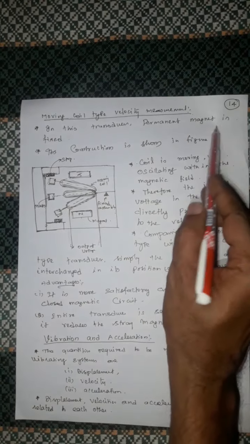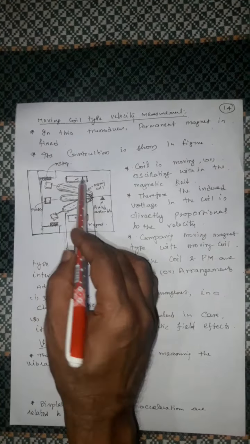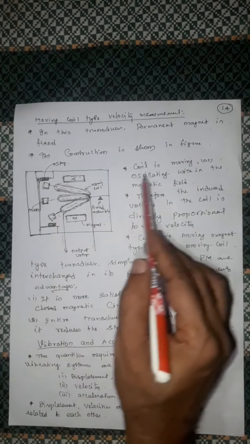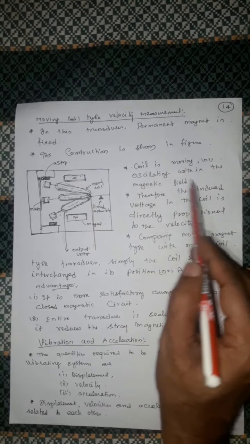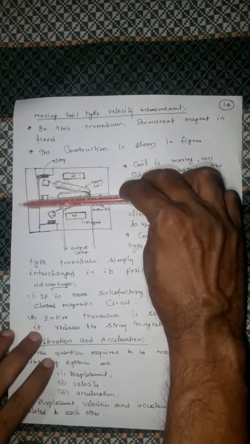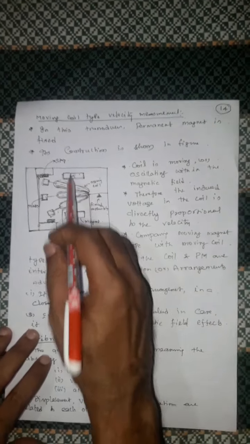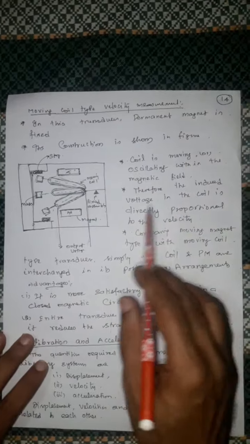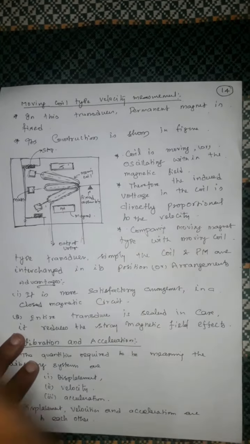In this transducer, the permanent magnet is fixed. Its construction is shown in the figure. The coil is moving or oscillating within the magnetic field, between the permanent magnets. Therefore, the induced voltage of the coil is directly proportional to the velocity.